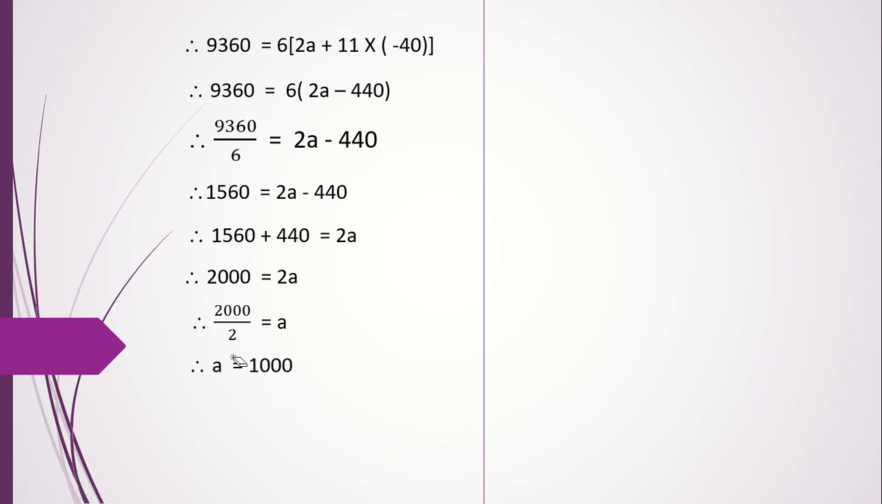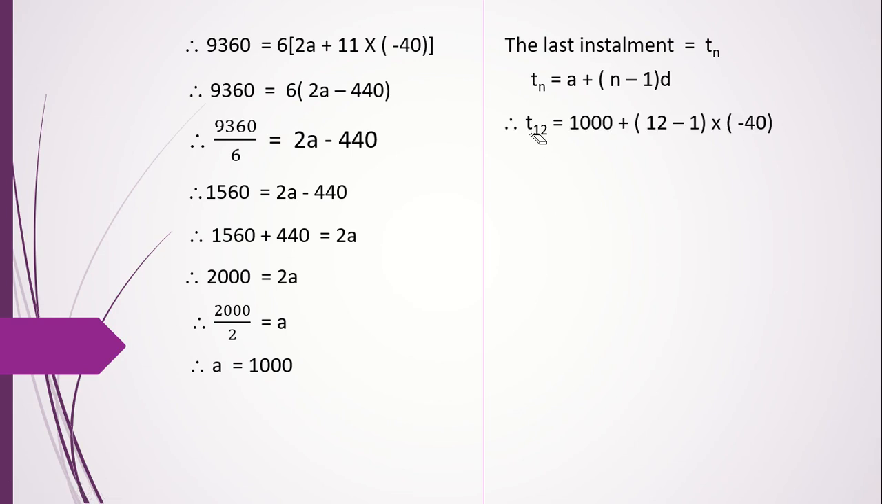So his first installment was 1000. Now the second installment will be 40 less, right? It will reduce. Then next again 40 less, again 40 less. Like that, we have to find his 12th installment, his last installment. Tn, that is T12, we have to find. The last installment Tn is actually the 12th installment, so we write T12.